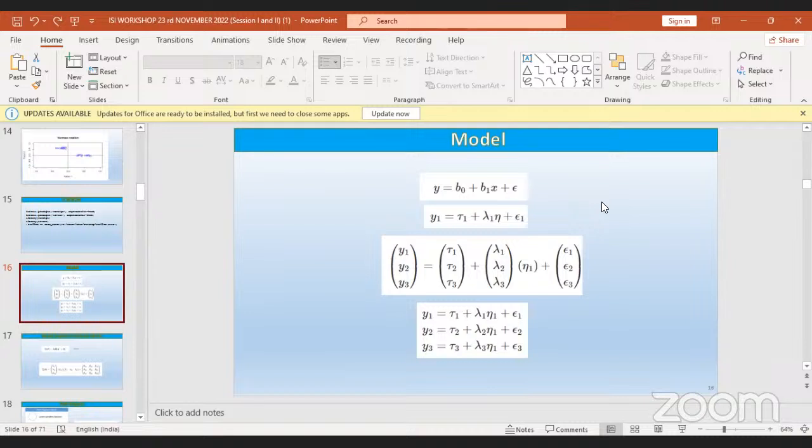So one thing should be remembered, that this eta 1 is the factor, not the item response or the variable. This is the factor, and item responses or the variables are y1, y2, and y3. So we have 3 basic regression equations: y1 equals tau 1 plus lambda 1 eta 1 plus epsilon 1. And just following the basic regression model, we have other 2 equations as well. So all these equations are representing measurement models. Okay, ma'am.